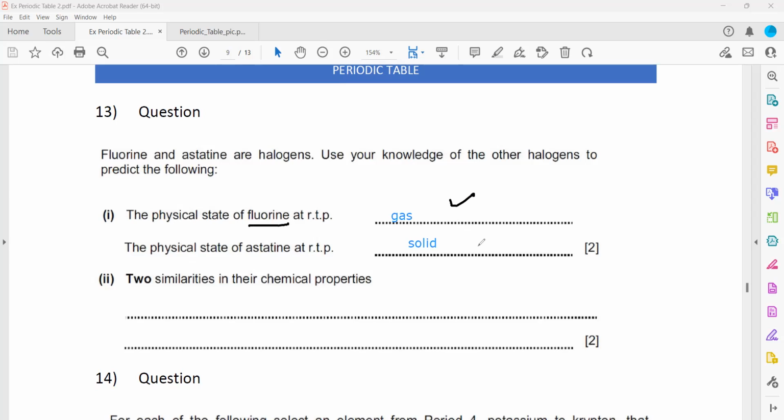What is the state of astatine solid? Two similarities in the chemical properties, like the way they react with the other substance. So in chemical properties, you can mention both. When they react, they tend to lose one electron because group 7 react by losing one electron. That is one thing. Second, you can also mention like they react with metal to form salt.